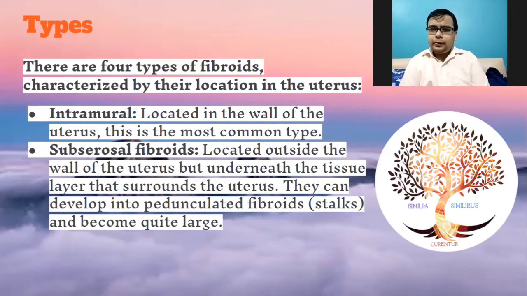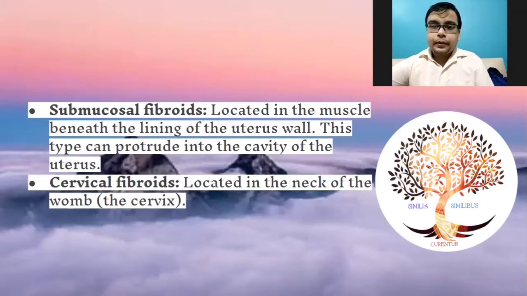One is intramural, which is located in the wall of the uterus. This is the most common type. The second is subserosal fibroid, located outside the wall of the uterus but underneath the tissue layer that surrounds the uterus. They can develop into pedunculated fibroid stalks and become quite large.